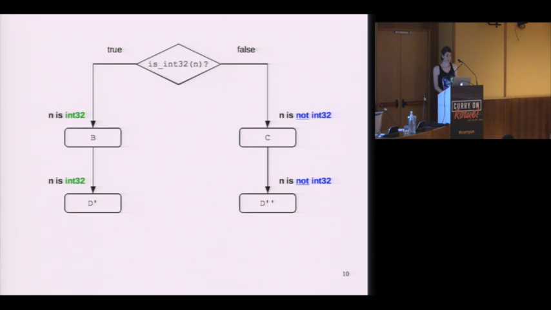So what we do is that we actually generate the basic block versions lazily. So if n is always an int32 at runtime, we will only generate the path on the left, where we preserve the information that we know about n. And what actually happens is that if n is always int32, we actually generate probably less code than if we had to generate both paths.